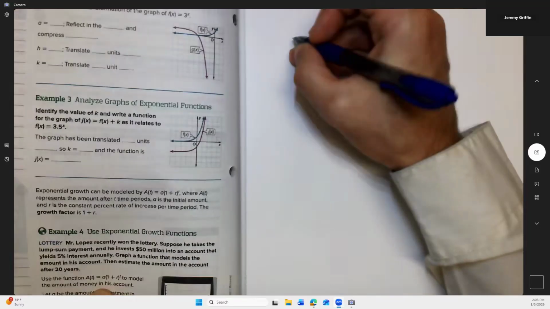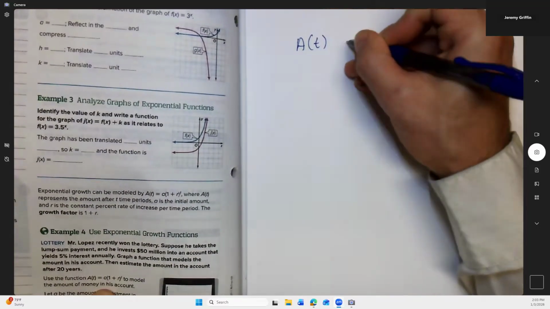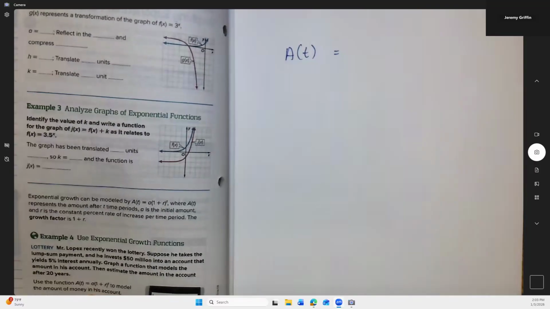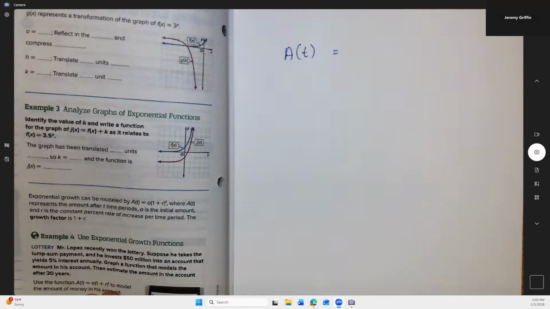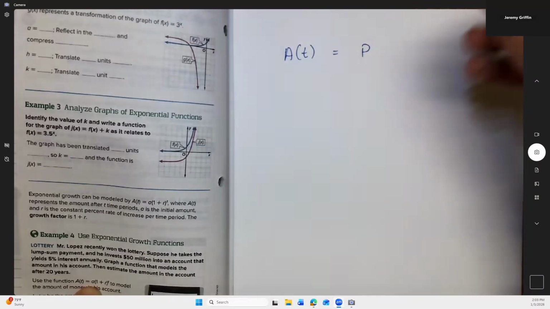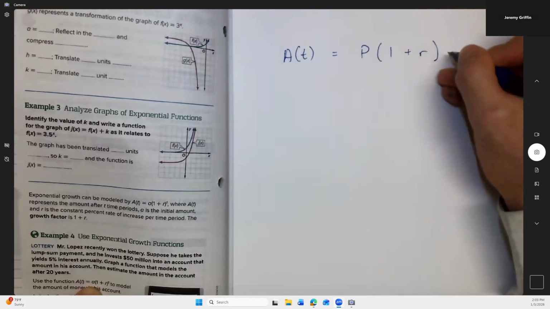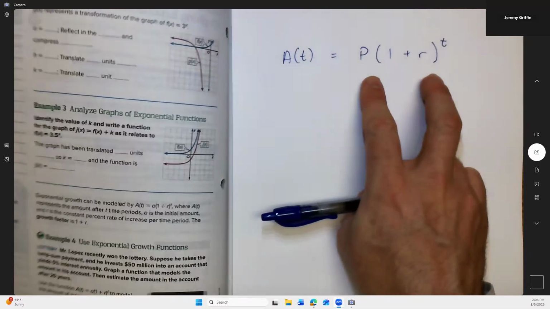Now, here's the model. It says the amount you have as a function of time equals the principal amount. I think it was lowercase a in your book, but I usually see this as P for principal. It depends on the textbook you have. Then 1 plus the interest rate, to the power of the amount of time that has passed. There are different variations on this. So this is just simple interest.